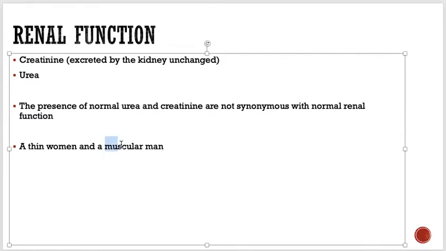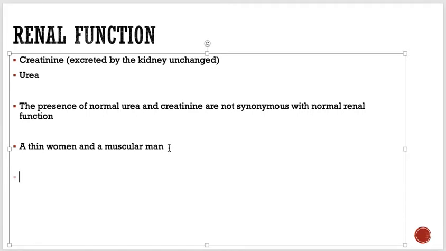So maybe if this man's creatinine is high and this woman's creatinine is high, and both of them are high at the same levels, it means that this woman's kidneys are much more damaged than this guy's. Why? Because she's producing very little creatinine and still her creatinine is rising, but this guy who has a muscle bulk, of course, if his levels are the same as that woman's, it means his kidneys are better preserved than that woman's.